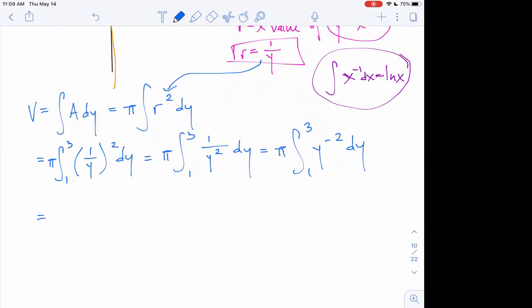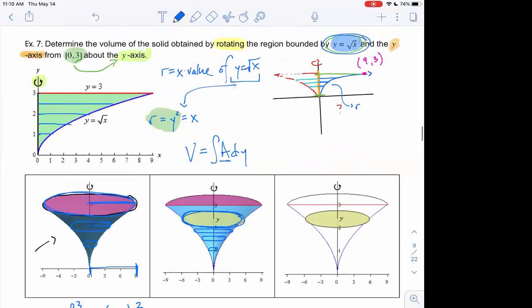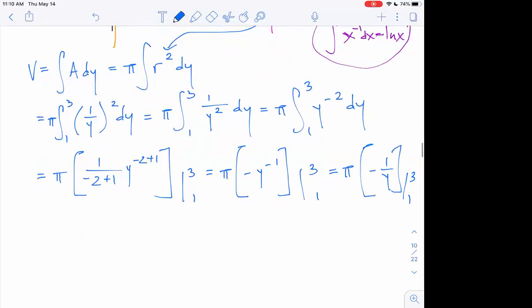So let's go ahead and find our antiderivative. So pi, I get 1 over negative 2 plus 1 y to the negative 2 plus 1. And I'm going to plug in 3, and I'm going to plug in 1. And this will give me pi negative y to the negative 1. Plug in 3, plug in 1. And we're going to get negative 1 over y. Plug in 3, plug in 1. Okay.